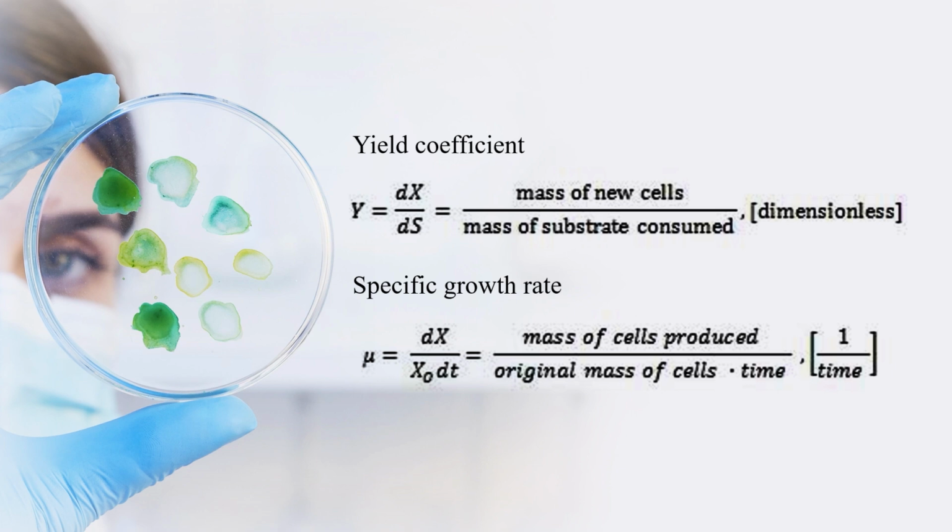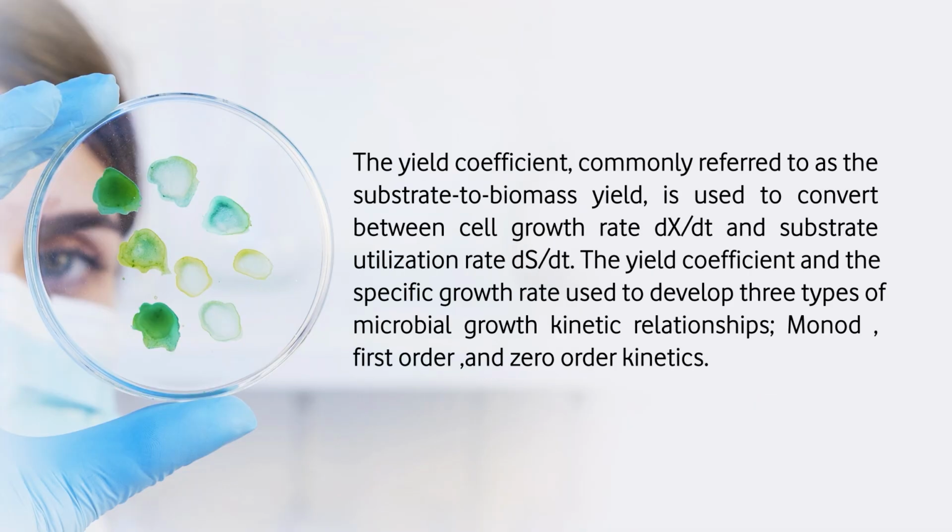And mu is the specific growth rate per unit time, as you can see here. Using these kinetic parameters, you can calculate the yield of the biomass for the bacterial cell in a batch culture and the specific growth rate, and if you know the specific growth rate, you can easily calculate the doubling time. The yield coefficient, commonly referred to as the substrate to biomass yield, is used to convert between the cell growth rate dx by dt and the substrate utilization rate ds by dt.